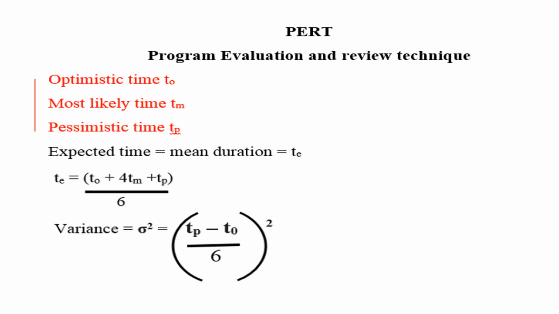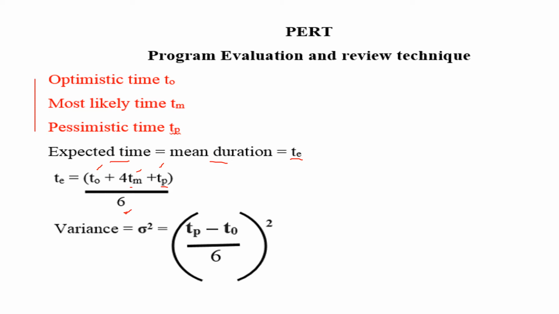For doing PERT problems, two formulas you have to learn. That is expected time, or mean duration, or expected duration, that is TE, and TE is equal to TO plus 4TM plus TP divided by 6. That is optimistic time plus 4 times most likely time plus pessimistic time divided by 6.